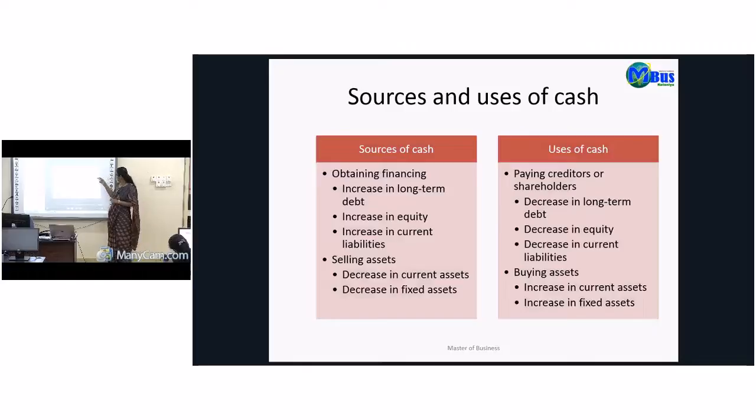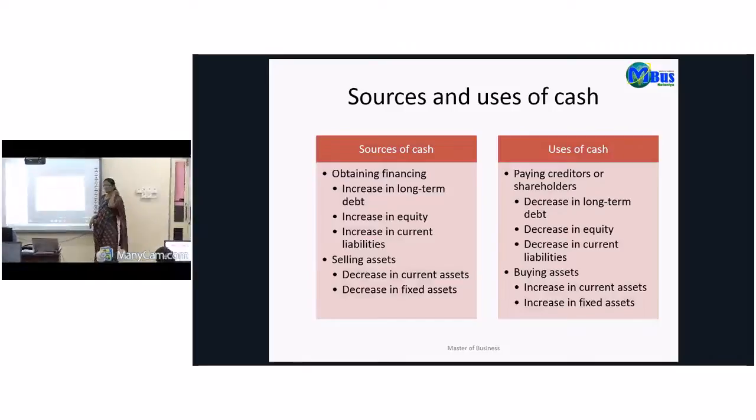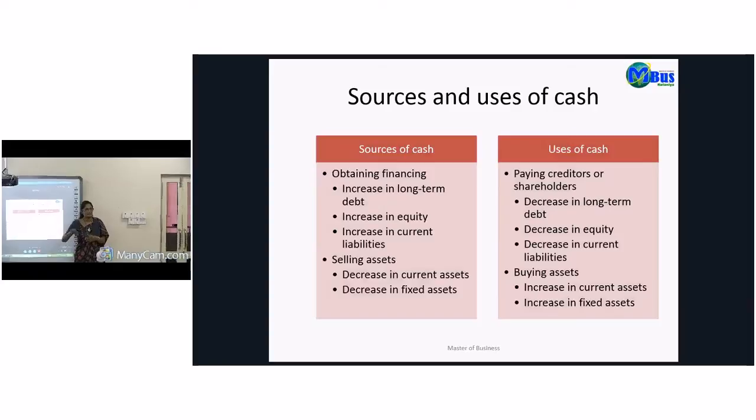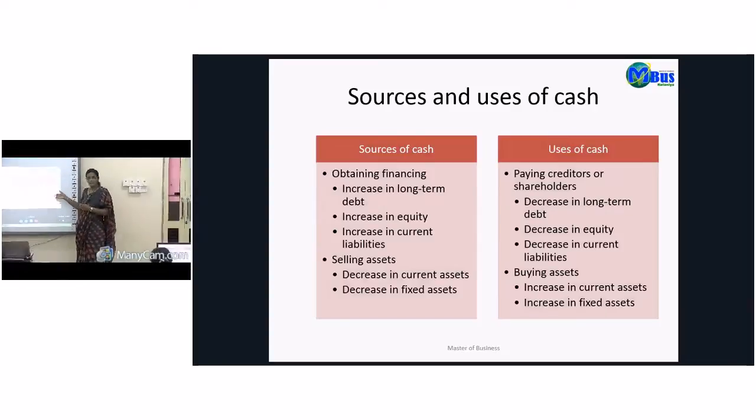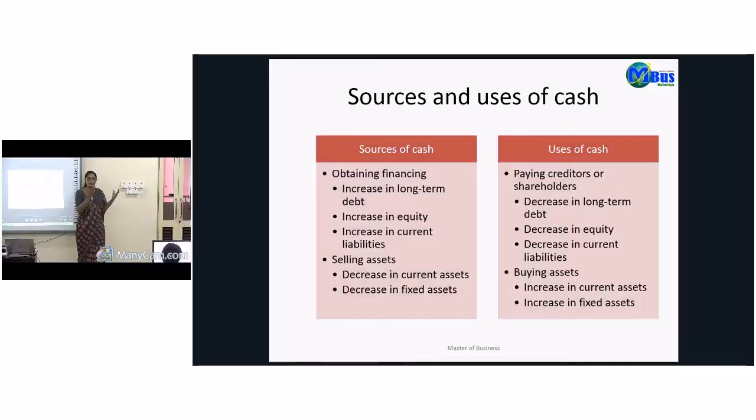Users of cash, paying creditors or shareholders. When we pay the shareholders or creditors, our cash balance decreases. Right? Decrease in long-term debt. We have to pay the debt holders. So debt capital decreases as well as cash account decreases. Right? Decrease in equity, decrease in current liabilities. Decrease in current liabilities means we have to pay off the short-term loan. We have to pay off the bank overdraft. Cash decreases, bank overdraft also decreases, which is called current liability.